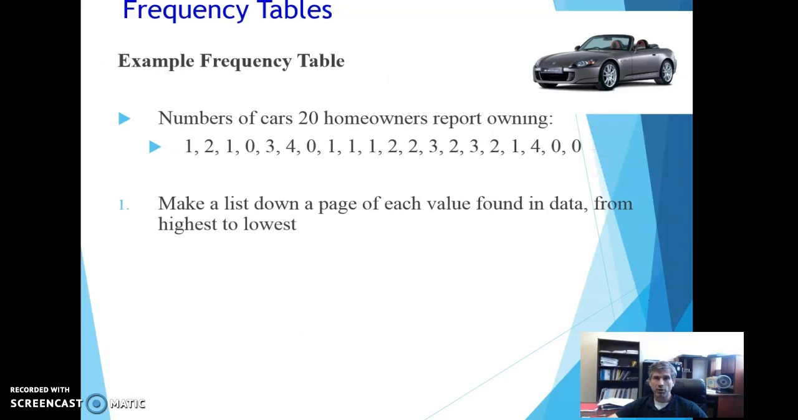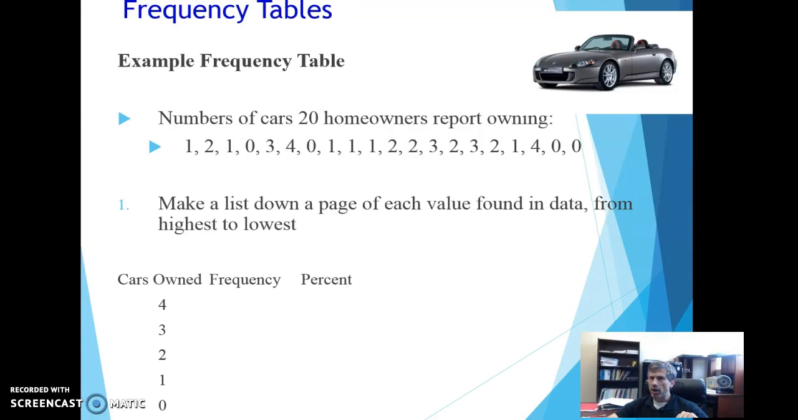Again, we have 20 scores there. We look through it. We're going to look at all the values found in the data. We say, okay, obviously it's not possible to own fewer than 0 cars, and nobody in the data set has more than 4. So we would make scores from 4 to 0.